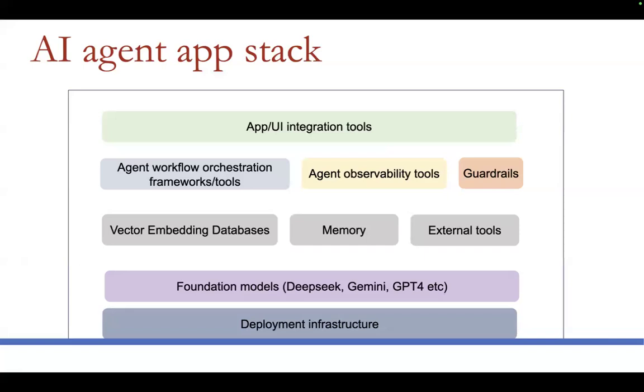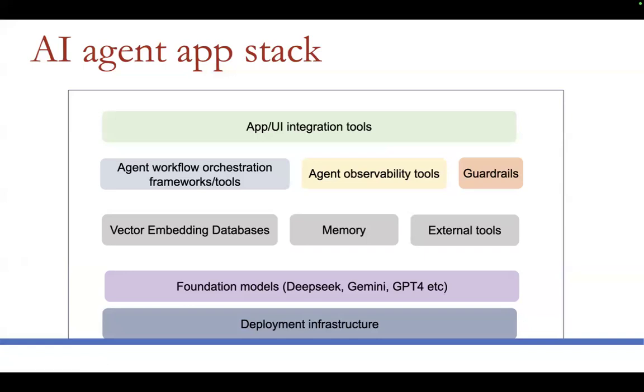So images and text to numerical form. So you will need vector embedding databases. You will have some kind of memory to store context, some external tools, which can be anything, like an email service API or web search API. You will also use agent workflow orchestration tools.